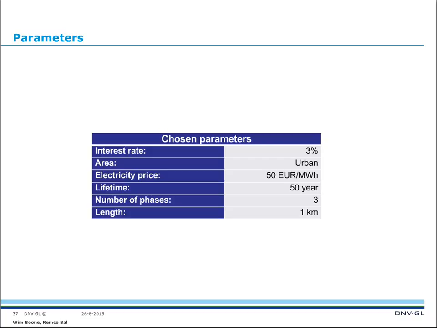Within the model, for the equation we saw before, we've chosen some parameters. The interest rate is 3%. The area is urban, and the electricity price is €50 per megawatt hour. For lifetime, we've chosen 50 years for the cable, although sometimes system operators use it even longer. It's a 3-phase cable, and we've used 1 kilometer of length just to compare the cables.